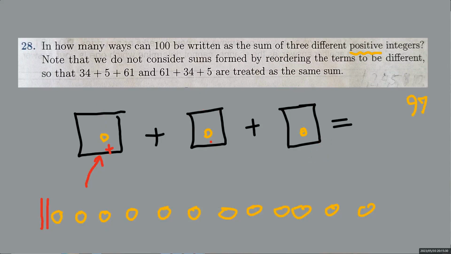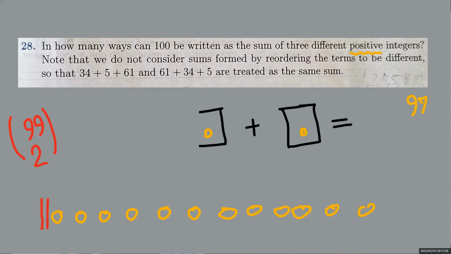So how to deal with this one? Okay. We have 97 stones, 2 bars. We have 99 objects. And these 2 bars could be in any of these 99 places. So combination of 99 and 2. Okay, so what's that going to be?